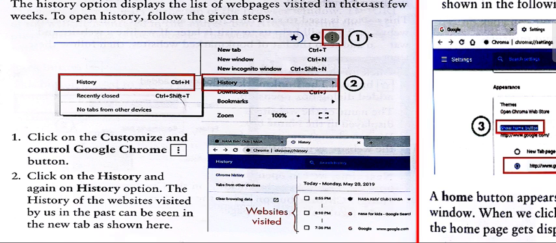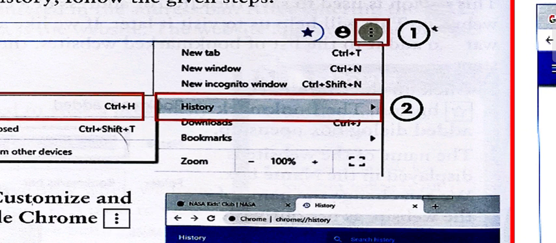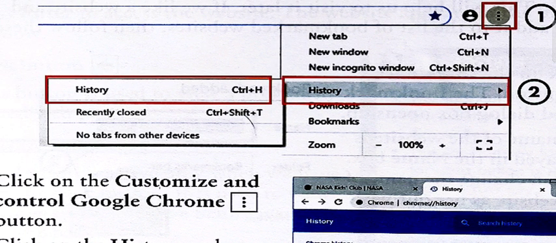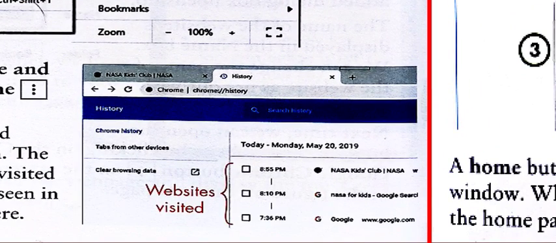So basically the same process as bookmark. You need to click on this dotted button. Then you can see the menu appears. Then you need to click on the history option, and once again you need to click on the history option. Then in the browser window, you will see all the history of the websites visited by us.